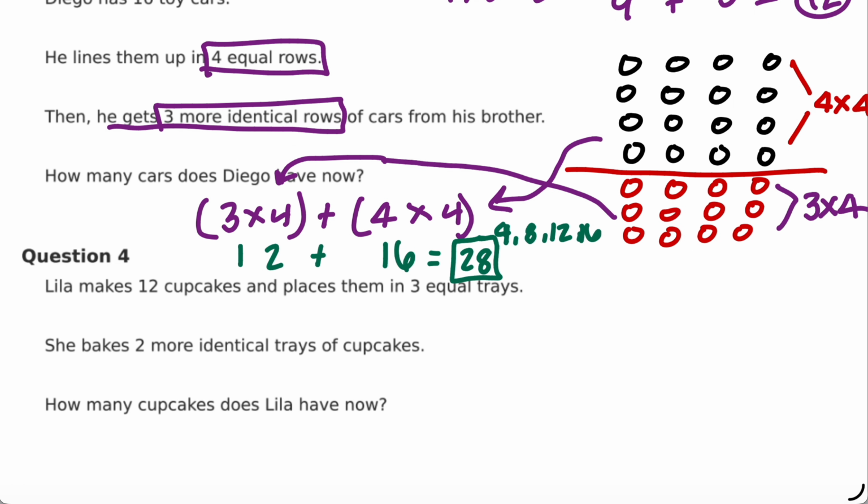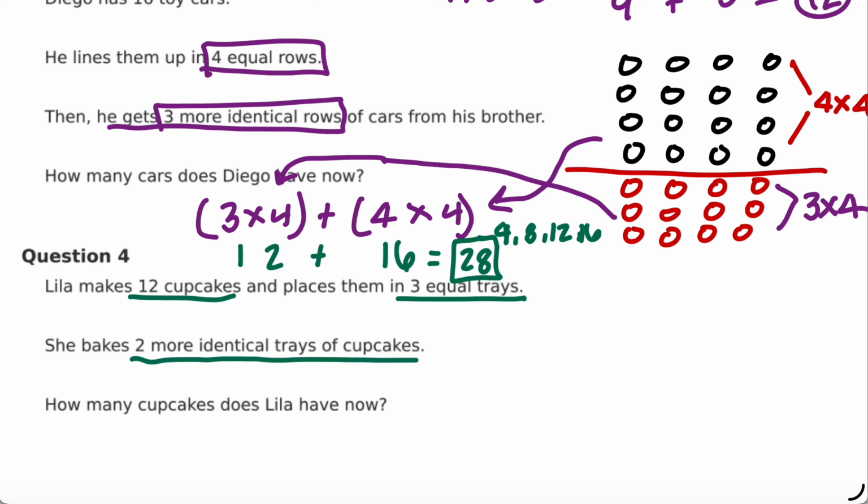So it says Lila makes 12 cupcakes, right? She makes 12 cupcakes and places them into 3 equal trays. She bakes 2 more identical trays of cupcakes. The question is asking, how many cupcakes does Lila have now? Okay, so it's very important that we look at what our total is in this problem. It's also very, very important because this is where we could get confused how many equal trays we have and the fact that she adds an additional 2 more trays, right?